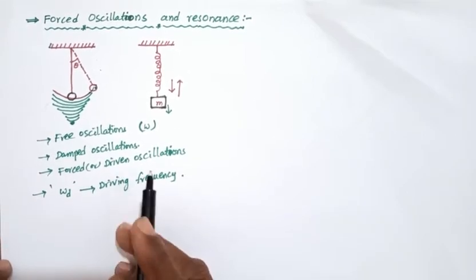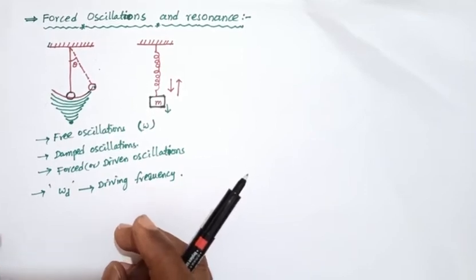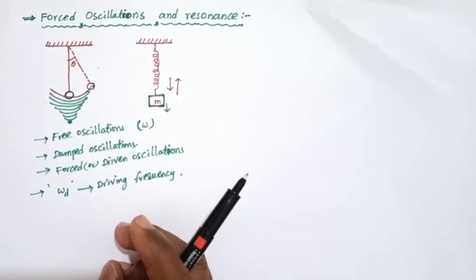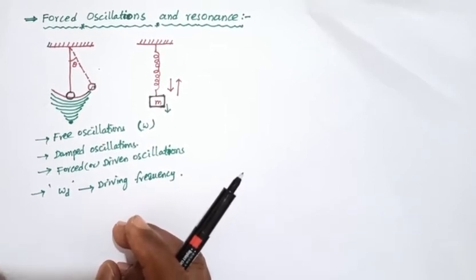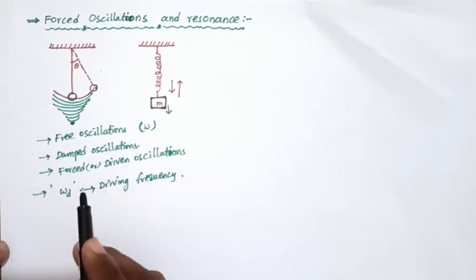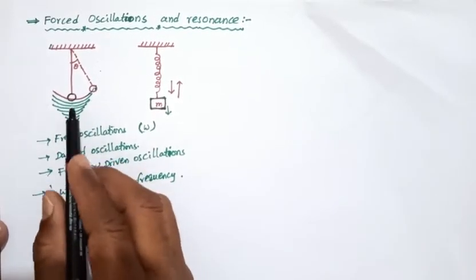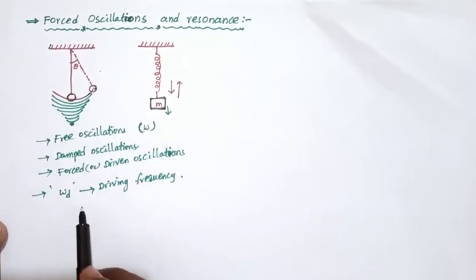But she presses her feet against the ground to maintain the oscillations. This type of oscillation is called forced oscillation. This is one example. Suppose we consider here the external force.